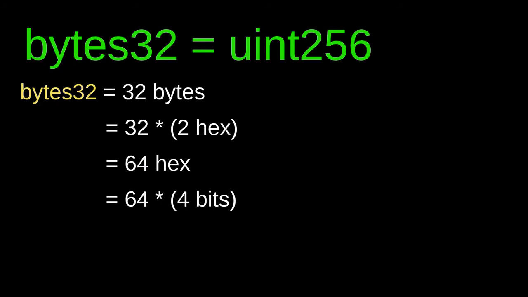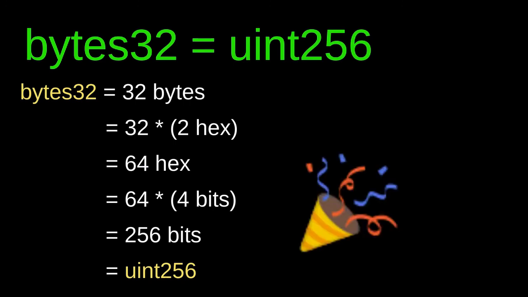Each hex can be represented using 4 bits, so a sequence of 64 hex can be represented in 64 times 4 bits, or in other words, 256 bits. And lastly, a sequence of 256 bits can be converted to uint256. And that is how bytes32 can be mapped onto uint256, and also the reverse of mapping uint256 to bytes32.